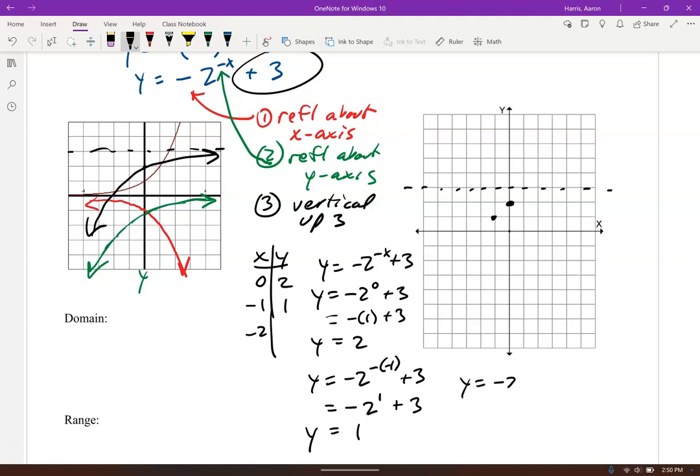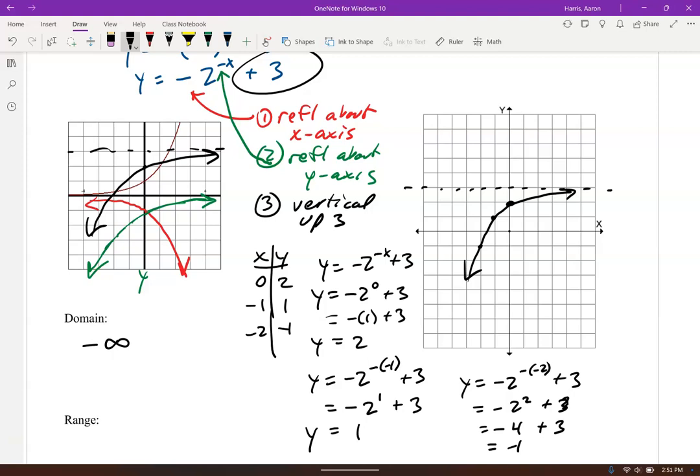Negative 2, negative 2 to the negative 2. So that's negative 2 squared. 2 squared is 4. Then you apply the negative, so we got negative 1. So negative 2, negative 1. Anyways, we could do some more, and that's what you're going to see on that.